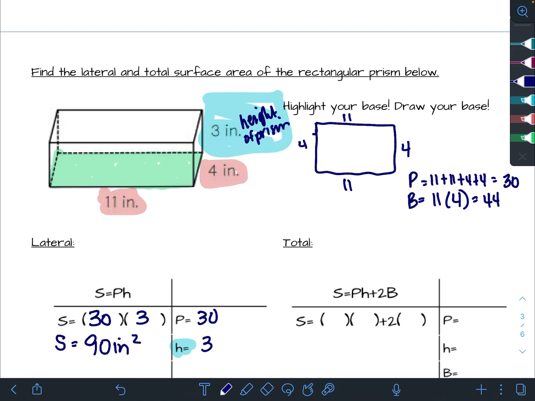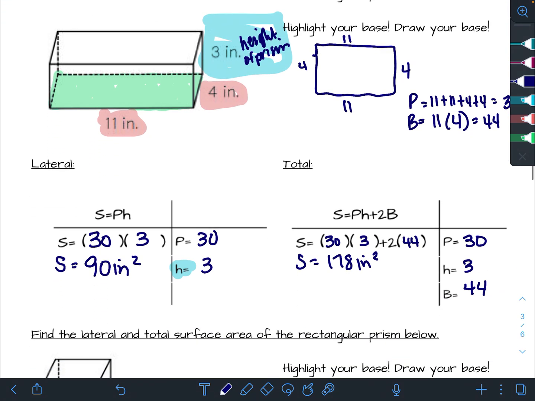If I do total, I have a perimeter of 30, I have a height of 3 still, and I have a big B of 44. So I'm going to write those numbers in, 30 times 3 plus 2 times 44. So I get a surface area of 178 inches squared.